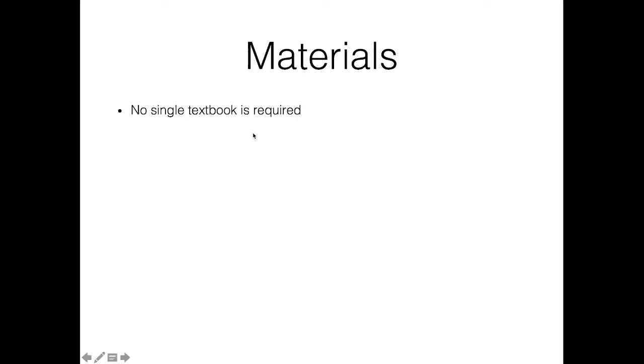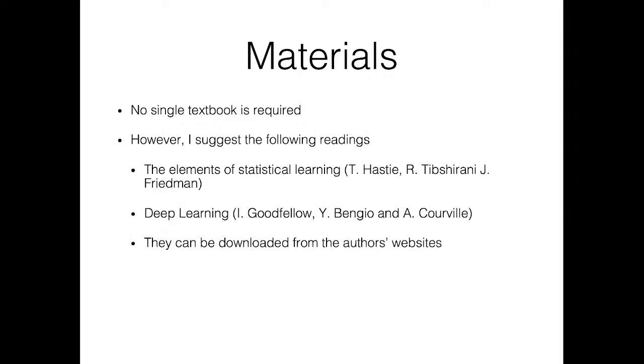Materials. No single textbook is required. However, if you really want to get a textbook that is related to our discussed topics, I recommend these two textbooks. The first one, The Elements of Statistical Learning, is a very classic textbook written by Hastie, Tibshirani and Friedman from the Department of Statistics at Stanford. And the second book, Deep Learning, is a relatively new textbook which was published a couple of years ago. And it's written by Yoshua Bengio and his students, Ian Goodfellow and Courville.